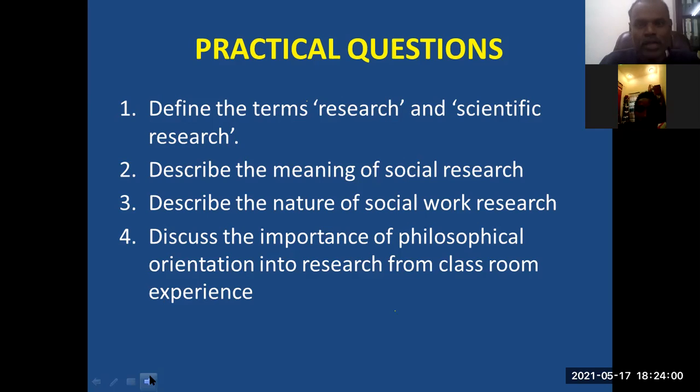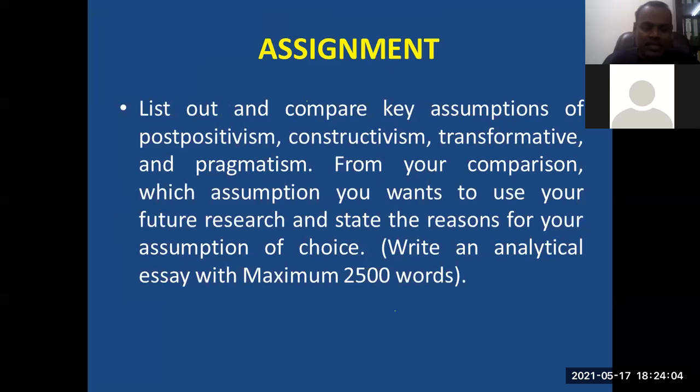That's all for Unit 1. There is also an assignment. You need to do this assignment in 2,500 words. You are asked to list out and compare key assumptions of positivism, constructivism, transformativism, and pragmatism. From your comparisons, state which assumptions you want to use in your research and the reason for your choice.